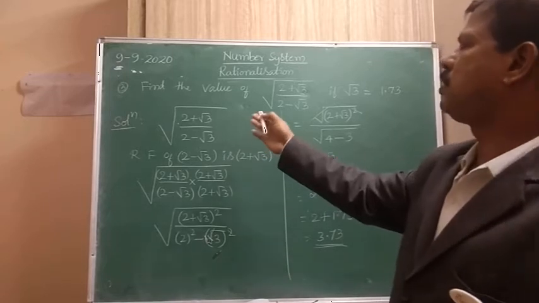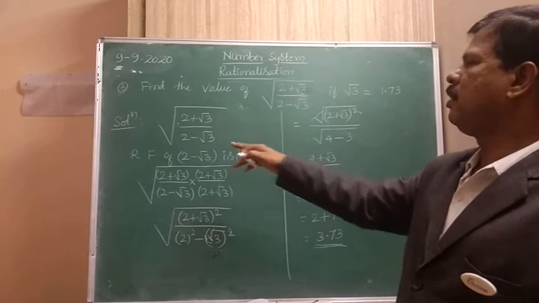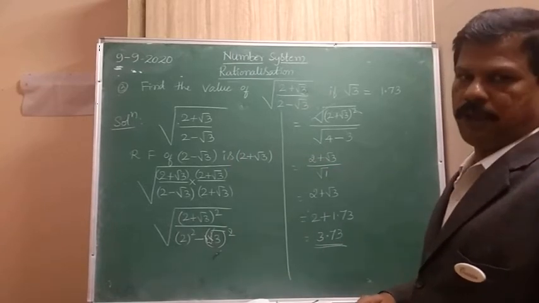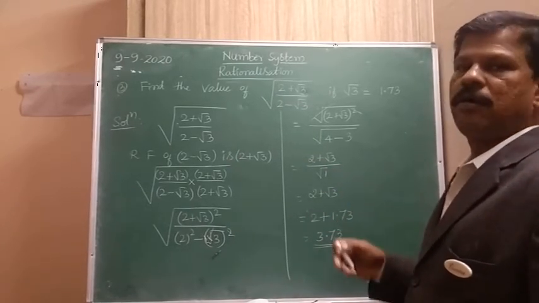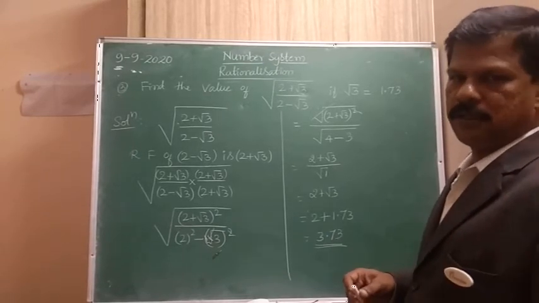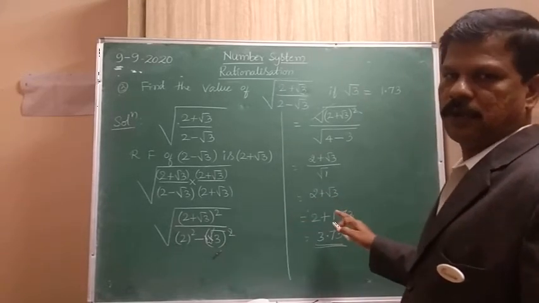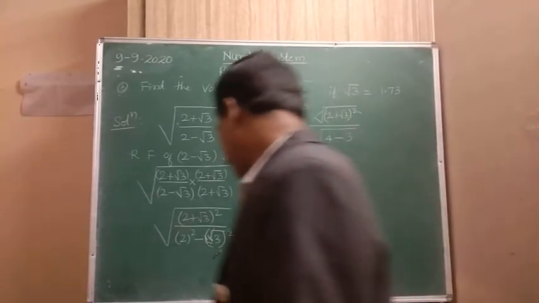Now 2 plus root 3, that means 3.73 by 1.73. If you divide that again, you may get a different answer. Is it right? That is not the answer. That's why you should do it like this. Clear? Now I am rubbing this.